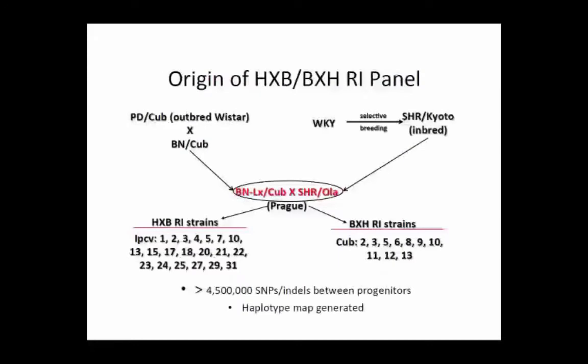The panel that I'm going to talk about and do the demo with today is the HXB-BXH recombinant inbred panel. It's a rat inbred panel, and they were bred from a Brown Norway congenic and a spontaneously hypertensive rat. Both of these rats are very common in the laboratory setting, and they were used to generate both an HXB and a BXH. The letters just mean that the H, the SHR, was the mother, and the B, the BN-Lx, was the father, and vice versa.